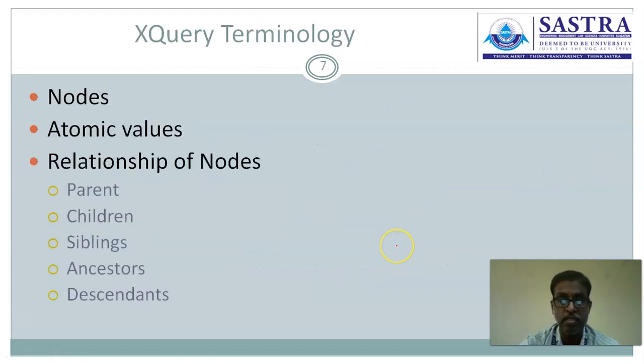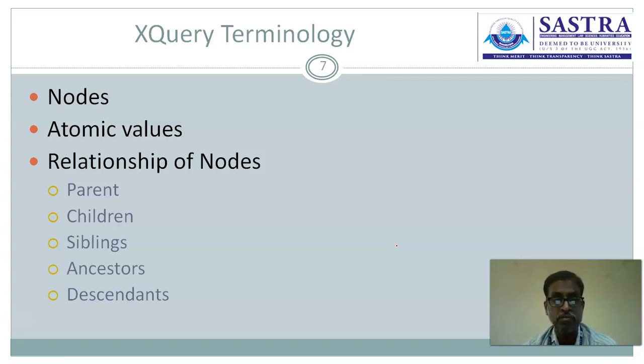And then XQuery terminology: nodes. As I said previously, XQuery operates on a node tree structure, so nodes represent each and every XML element in the form of a node. Atomic values: the value associated with the node is called an atomic value. And then we have a lot of relationships among the nodes in the node tree.